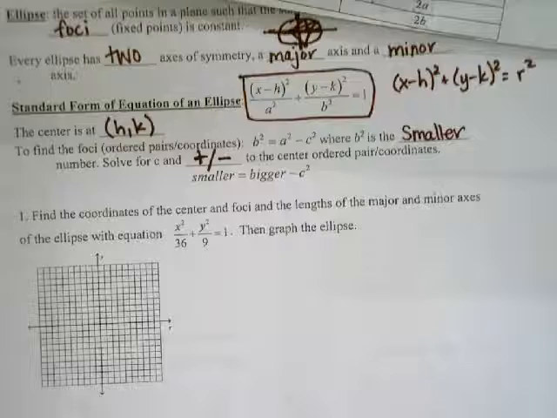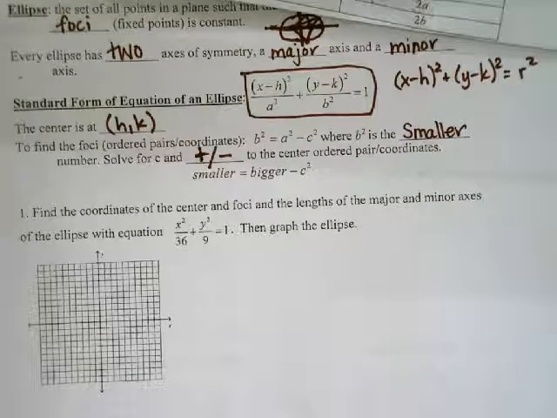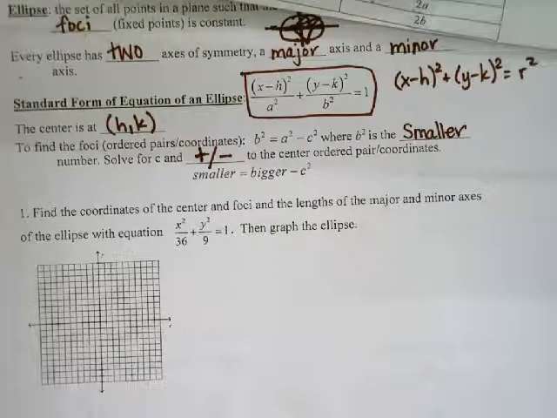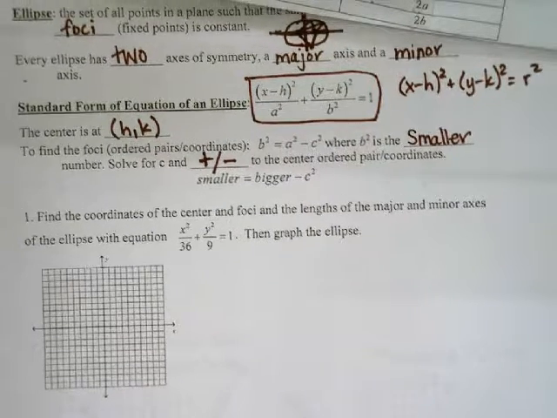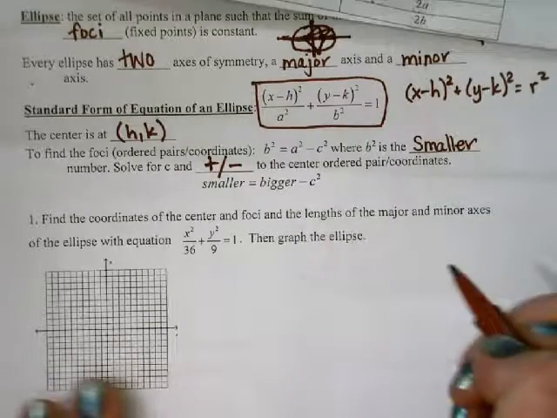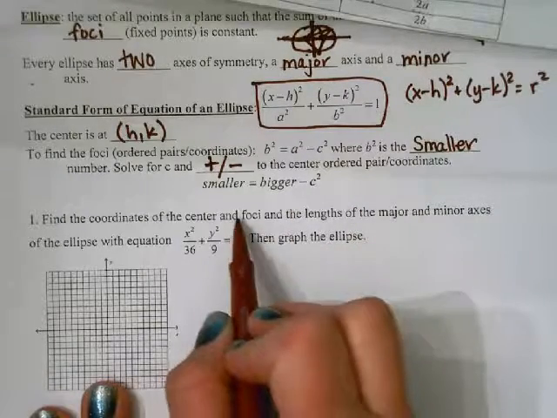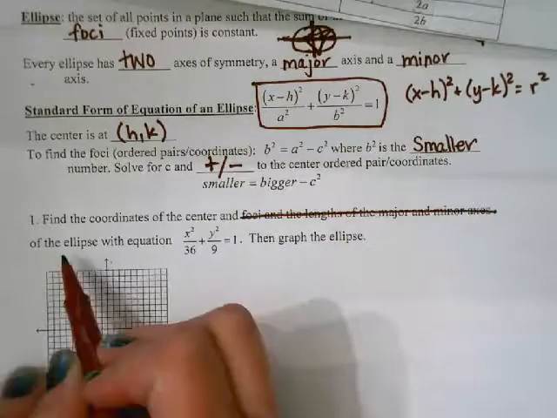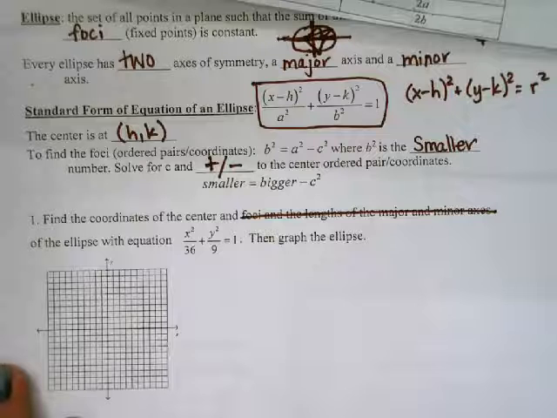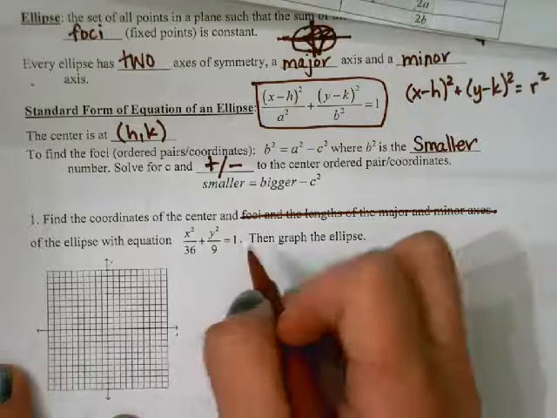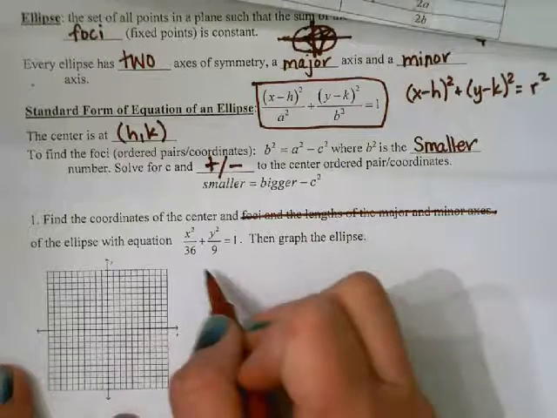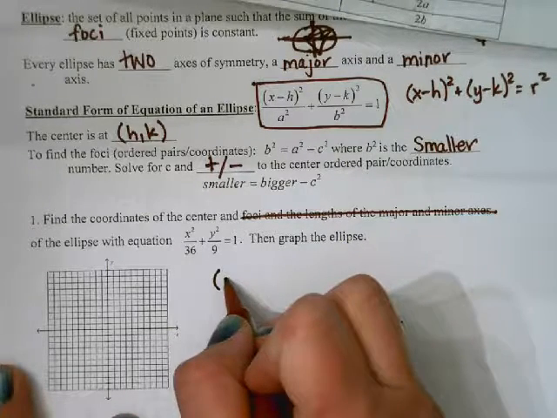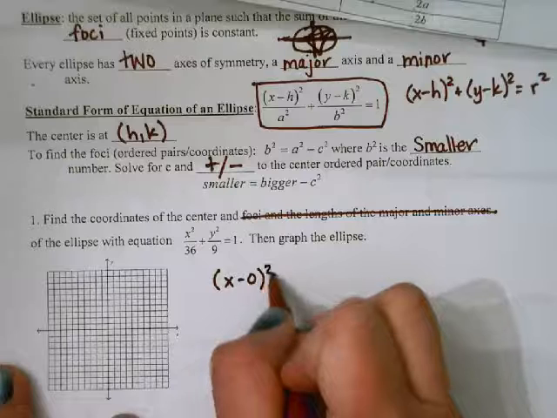Okay, so let's look at number 1. Number 1 says find the coordinates of the center and the foci and the lengths of the major and minor axes. So we're going to find the coordinates of the center of the ellipse with our equation x squared over 36 plus y squared over 9 equals 1, and we're going to graph it. Okay, so we don't quite have h and k, so let's just throw some zeros in so you can see it.